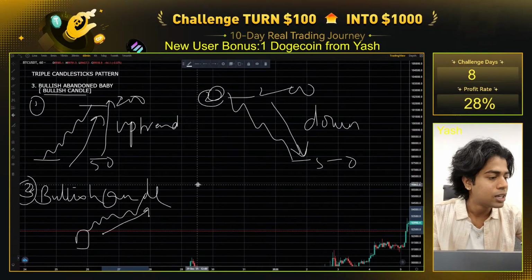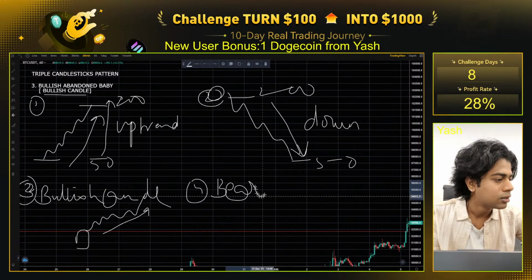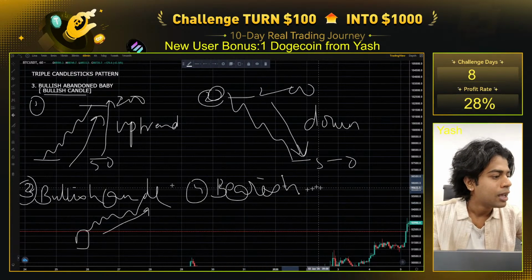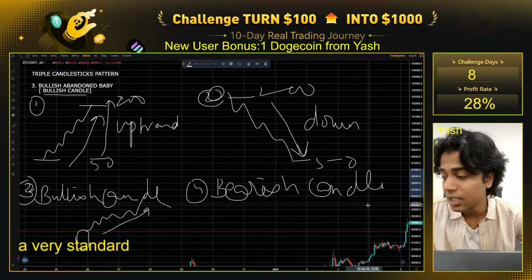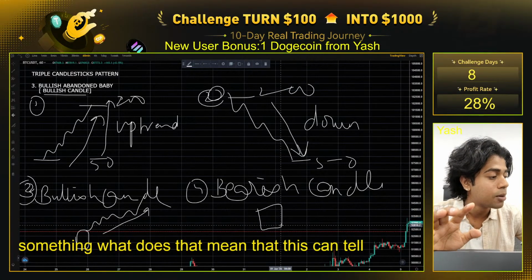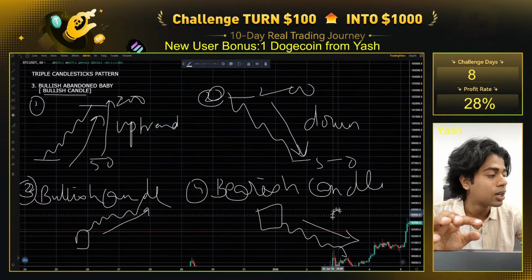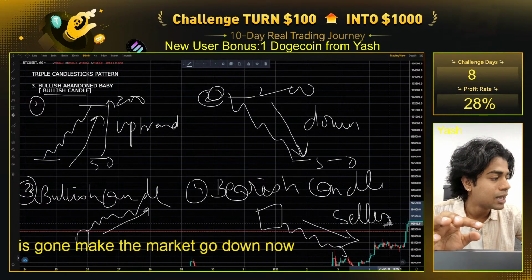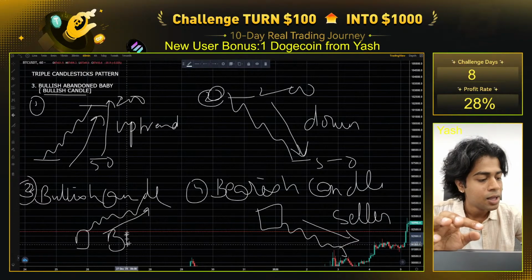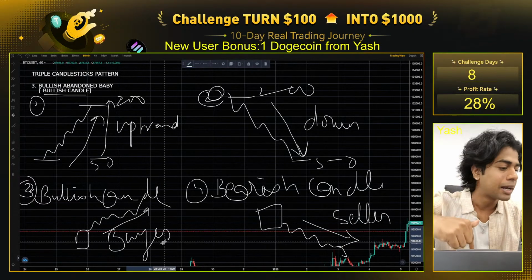Fourth thing, bearish candle. If the market has a bearish candle, what does that mean? That this one candle is going to make the market go down now. Okay, now sellers are going to come. This is a seller candle, and this is a buyer. The buyer will try to push the market up, the seller will try to push the market down.